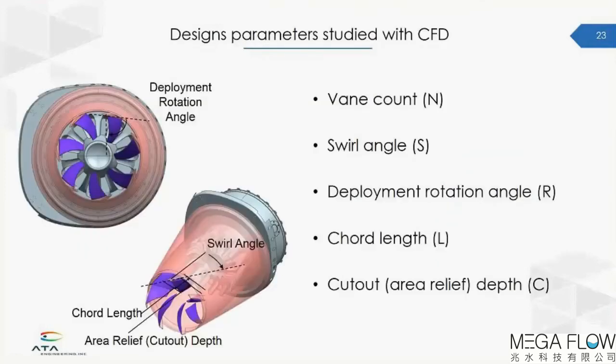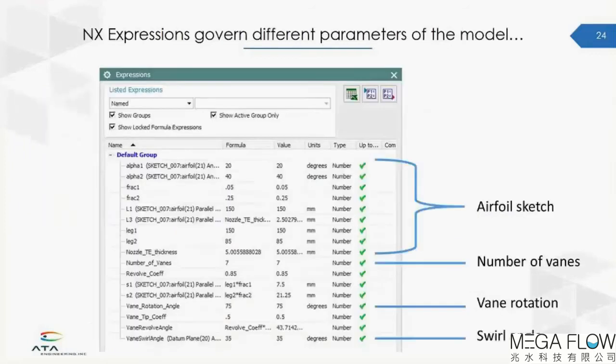Here are some of the design parameters that we studied with CFD. That included the vane count, the swirl angle, the rotation angle for deployment, the chord length of the vanes, and how much cutout area relief depth we wanted. And within NX, we used expressions to govern the different parameters in the model. You can see an example of some of the expressions which cover the sketch of our airfoils, the number of vanes, the rotation, the swirl angle, etc.